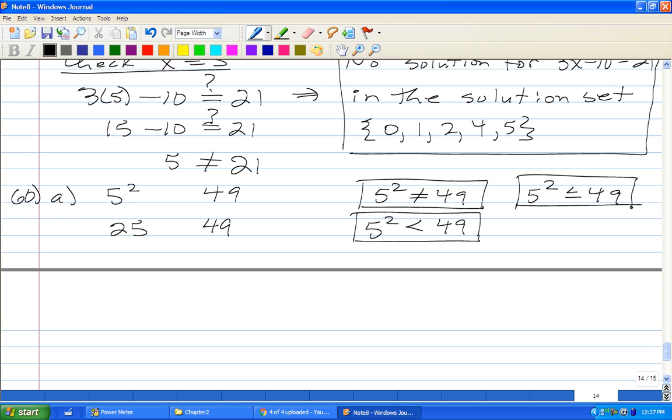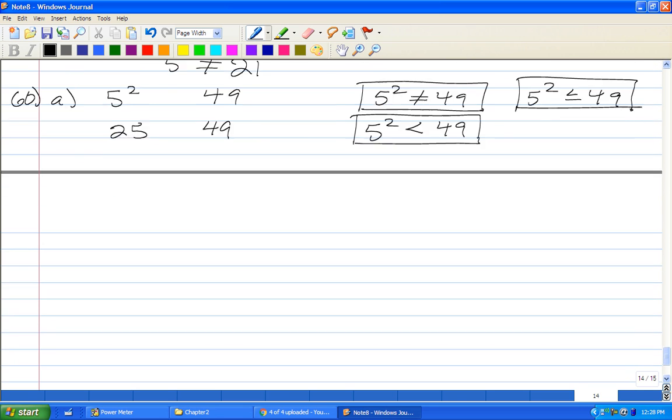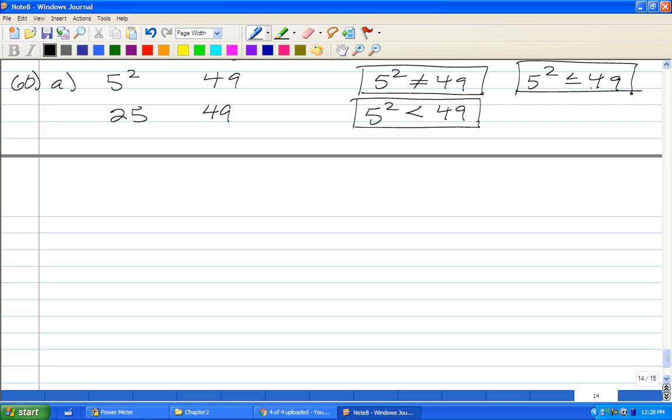Is 25 greater than 49? No. Is 25 greater than or equal to 49? No. And so these three statements are true statements for the 25 and the 49. Let's do part B.